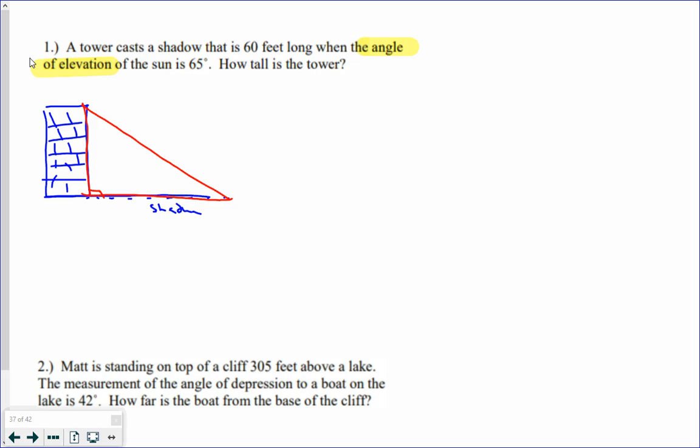So here, from my horizontal line up, that is my angle of elevation. Okay, so from a horizontal line up, that's where that goes. Now, a tower casts a shadow that is 60 feet long. So the shadow is 60 feet long. That's that. And the question is, how tall is the tower?